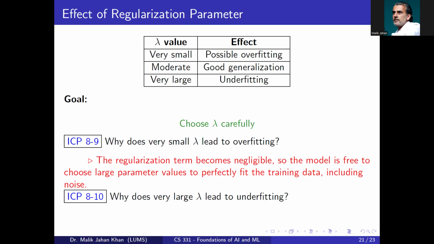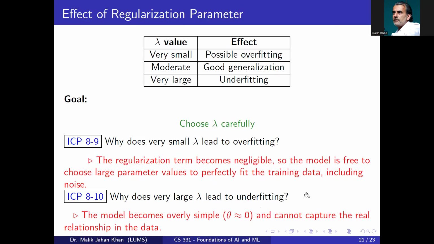Why does a very large value of lambda lead to underfitting? Pause the video and try to answer the question. This is the last ICP for today. If you paused the video, you might have figured it out, and the answer is actually obvious in the table given above. The model becomes overly simple, the impact of theta goes to almost zero, and lambda starts dominating the learned model, and it fails to capture the real relationship between the inputs and outputs of the training data.